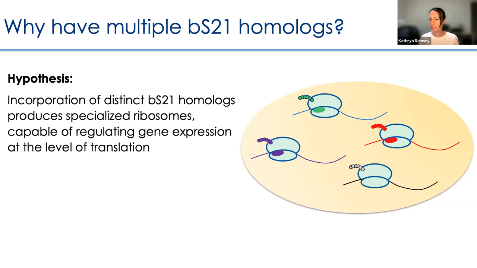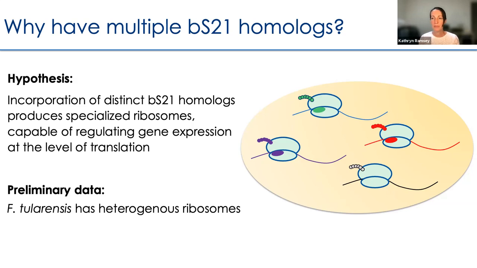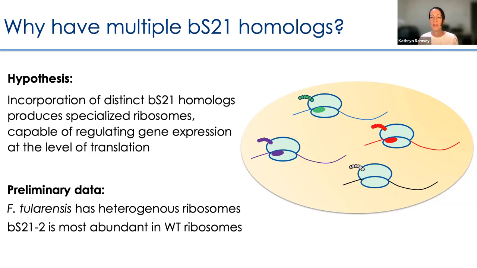So we don't have much time. So I am going to skip over some of the early preliminary data and let you know that we were able to isolate ribosomes from wild type Francisella tularensis, and we found more than one of these BS21 proteins present in these purified ribosomes. And furthermore, we found that the second homolog was the most abundant homolog in these ribosomes. And so we've basically been focused on studying BS21-2 as that most abundant homolog in the wild type ribosomes to understand what its function in these cells is.